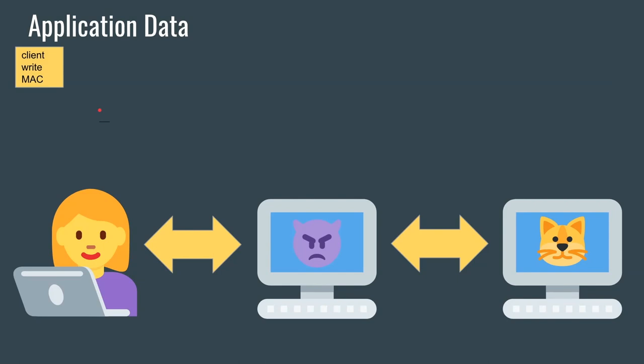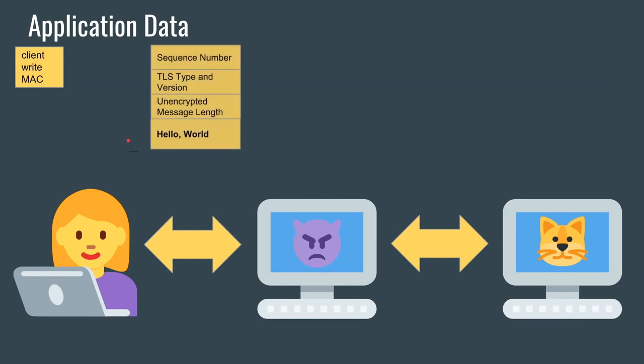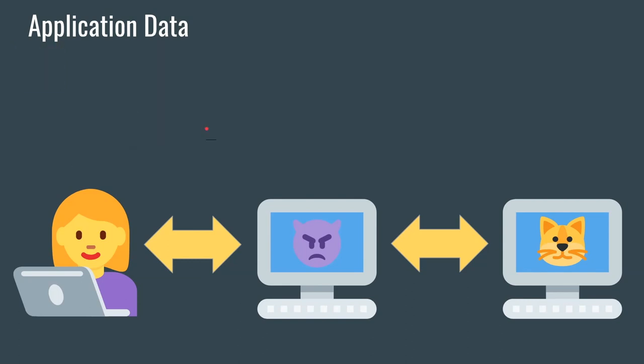The client will then need to compute the HMAC value in order to protect the integrity of their message. So they'll take the client write MAC secret key, and add the sequence number, which is just one in this case because this is the first message we sent. They'll add some bit of metadata like the TLS type and version, the unencrypted message length, and finally their unencrypted message that they want to send across, in this case hello world. They'll feed all of this into the HMAC function and get the MAC digest of their message.